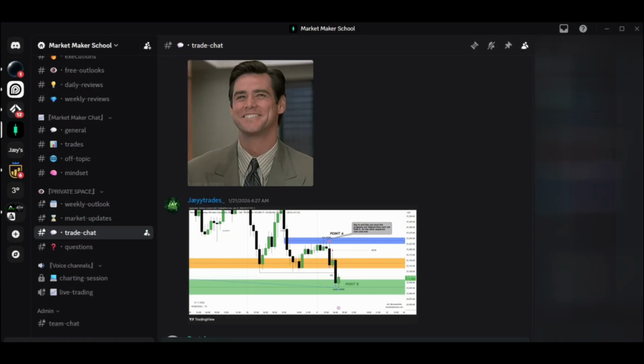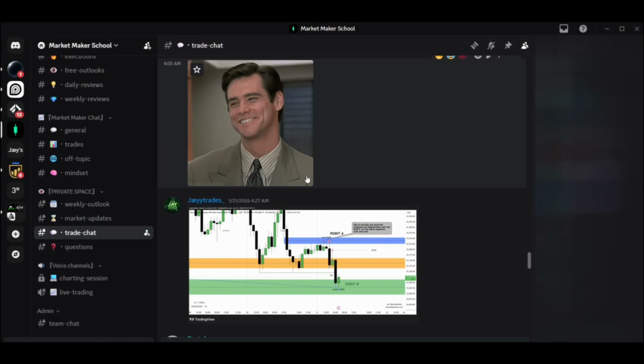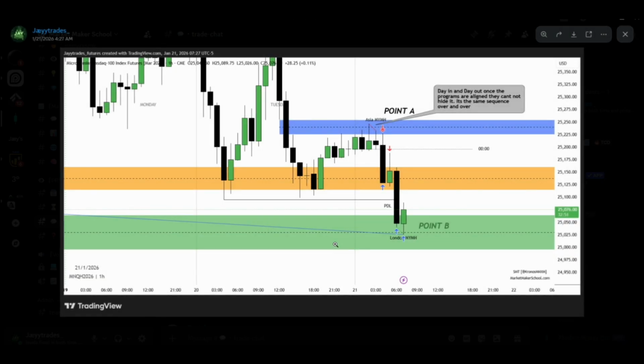And then here, as you guys can see, we scroll lower into the trade chat that we have here for the private members. Here you can see me execute, exit, execute, and exit again. A to B, and then a new A to B. Day in and day out, they cannot hide this sequence from us. Now let's go back into the charts.